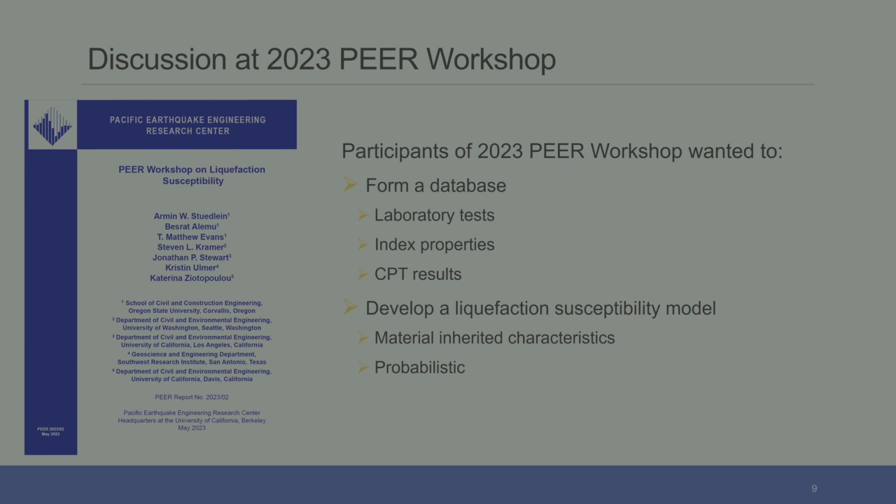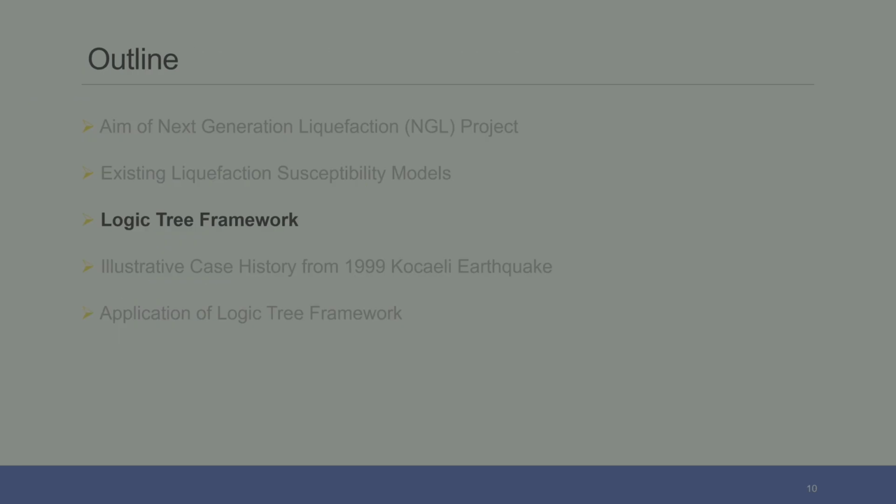After this workshop, participants wanted to form a database, which we tried to do, and the database is still expanding. We are including laboratory test results, both cyclic and monotonic test results. We have index properties and the CPT results that are co-located to these laboratory tests. Based on this database, we are aiming to develop a liquefaction susceptibility model that is dependent on the inherent material characteristics, which is going to be a probabilistic model.